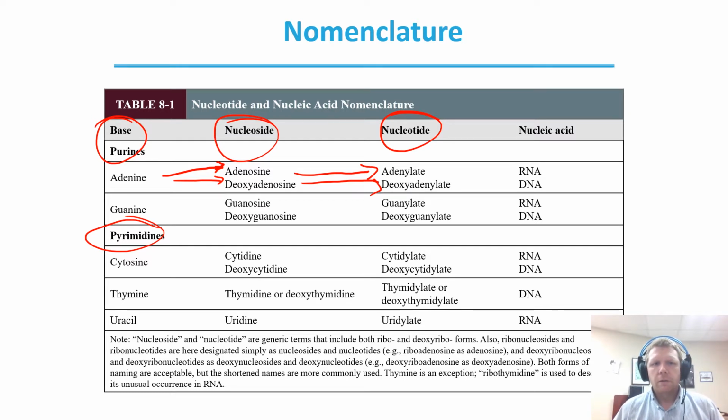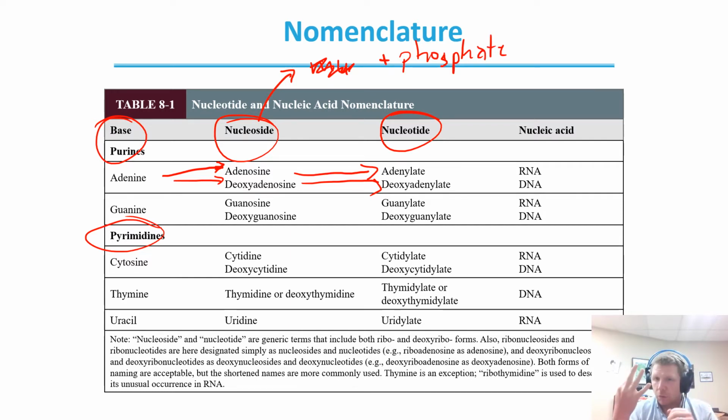So we've got this kind of hierarchy of naming. So it's important to know if you're talking about a nucleotide, a nucleoside, or a single base. Now, what's common is that you will see or hear people say the name of the nucleoside, I'm just going to say plus phosphate. For instance, adenosine triphosphate, well, that's a nucleoside plus 3 phosphate groups.